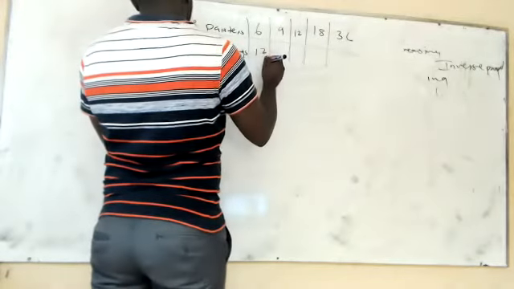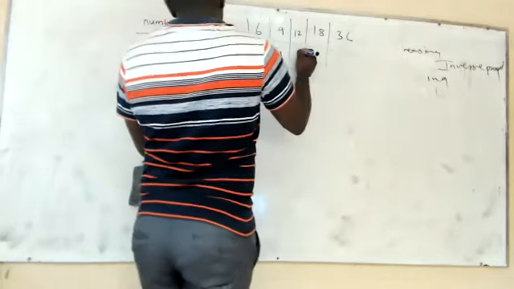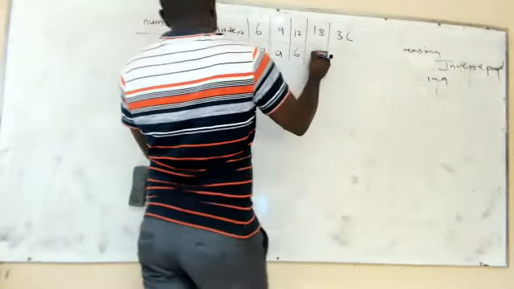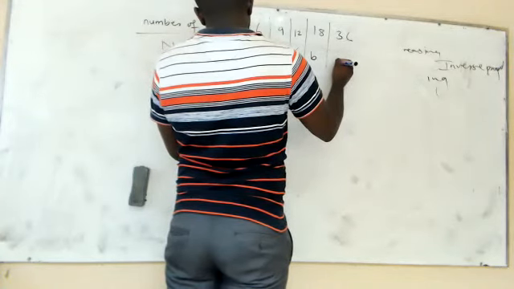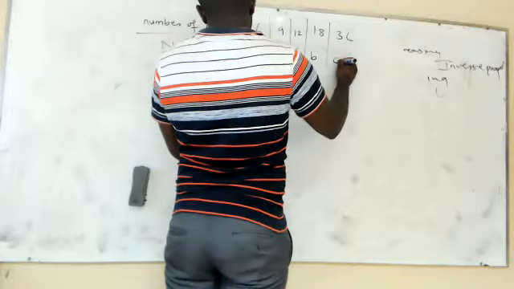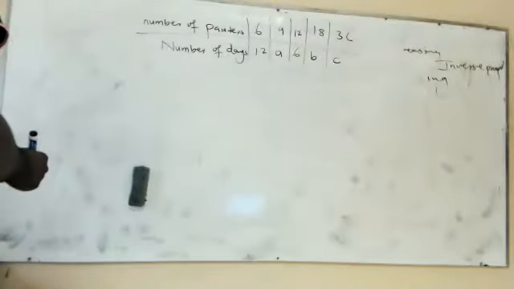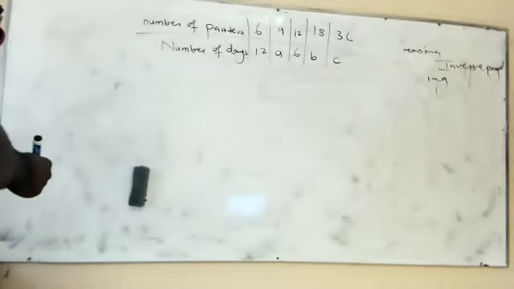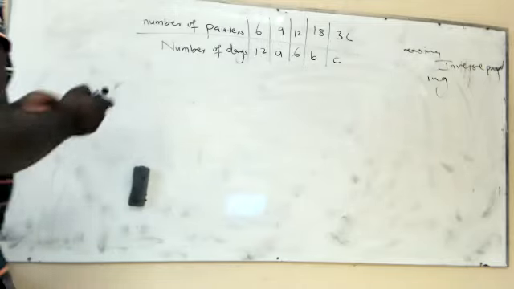So we have 12, A, 6, B, and C. Okay, this is the time taken to paint a school building depending on the number of people employed to do the work. Now, let's check.